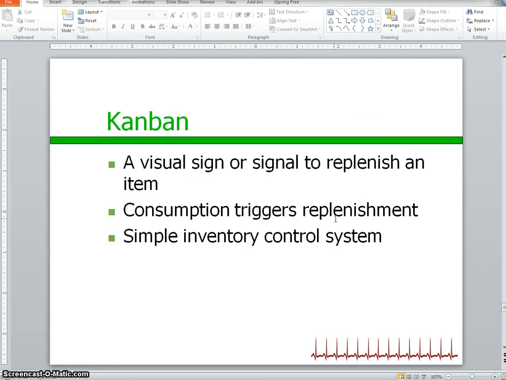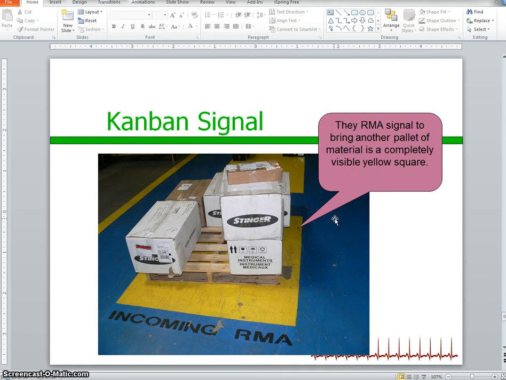These Kanbans or pull system, a Kanban is just a visual signal. It's a signal to replenish an item. The key here is that consumption triggers replenishment. So when I use something up, that's going to be my signal that I need to replace it. It's a very simple inventory control system that a lot of times I think is used by people and they don't really realize that they're actually using a Kanban.